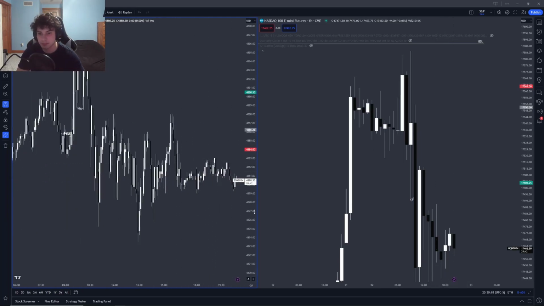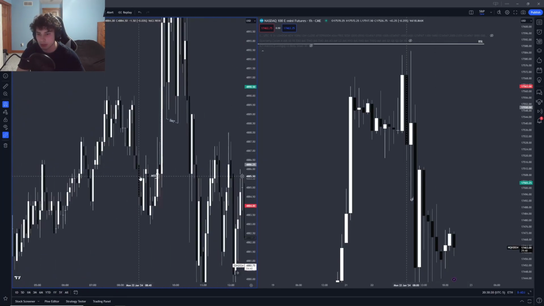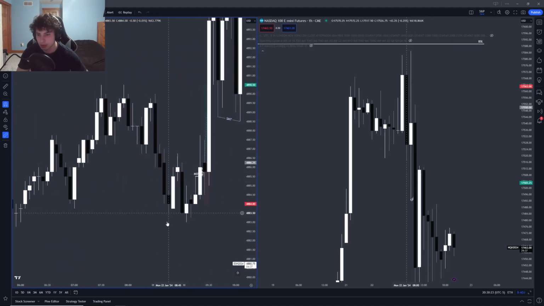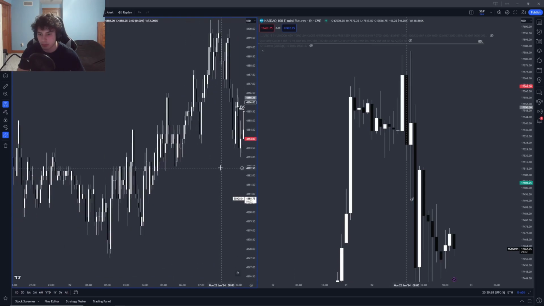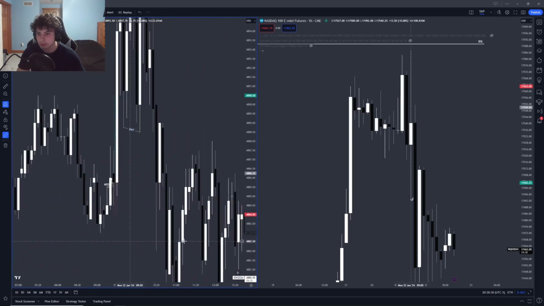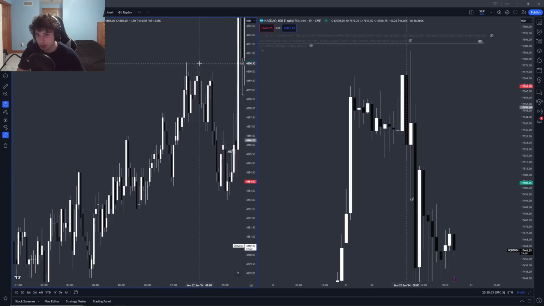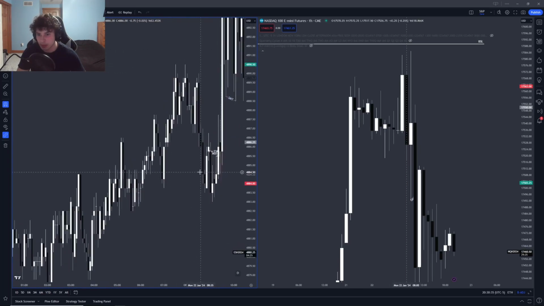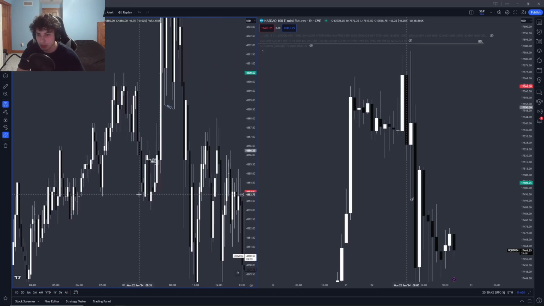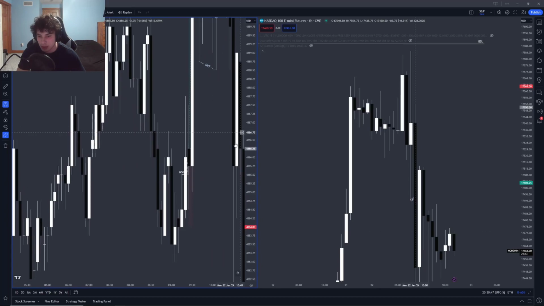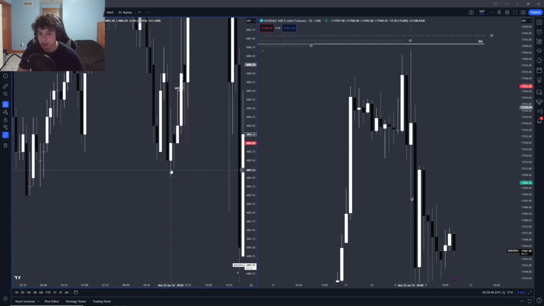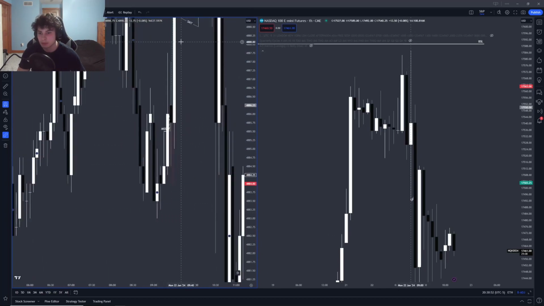Going to this 5-minute. This is where I started looking at the charts this morning around 9 o'clock. I noticed that we had two equal highs right here, right? And we went to this sell side liquidity, and we went down and swept it. We went back down, and I was guessing that this was just a manipulation leg to go higher.